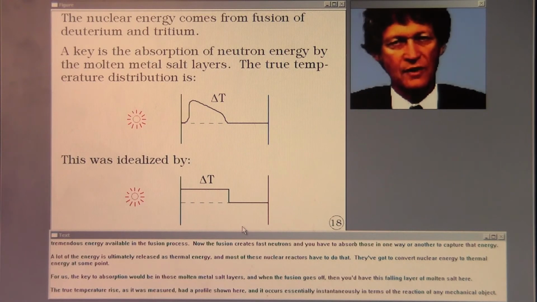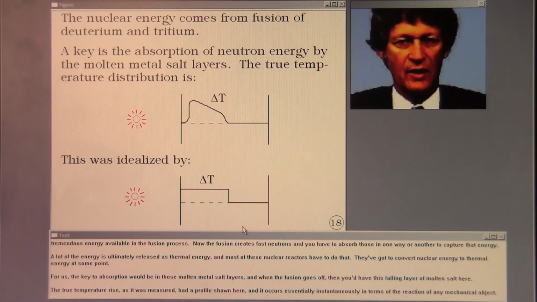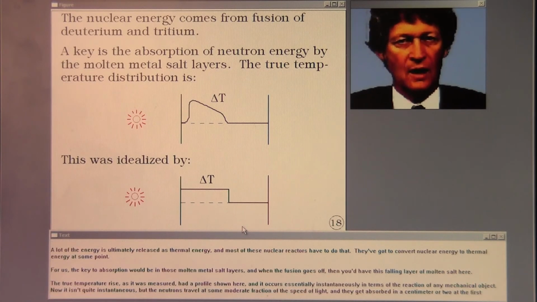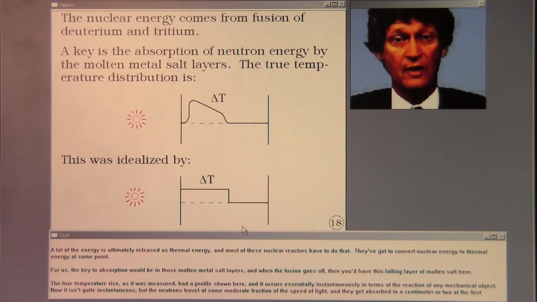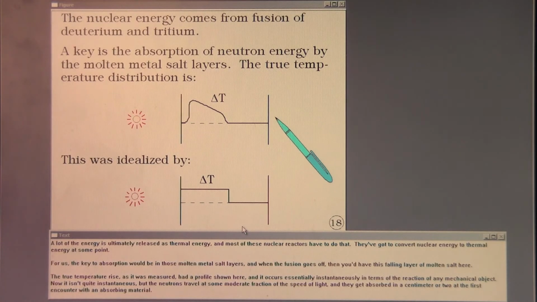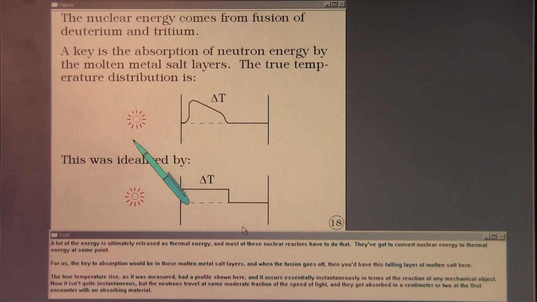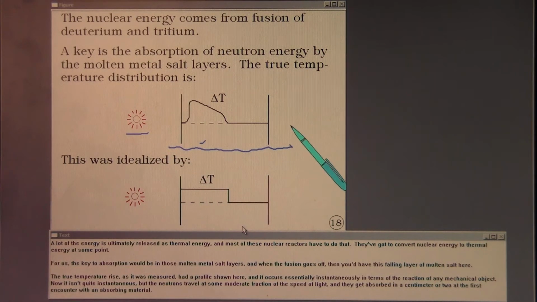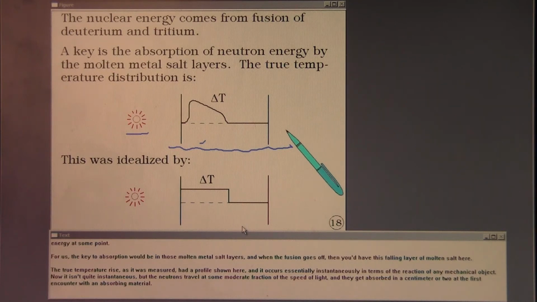Now, the fusion creates fast neutrons, and you have to absorb those in one way or another to capture that energy. A lot of the energy is ultimately released as thermal energy, and most of these nuclear reactors have to do that. They've got to convert nuclear energy to thermal energy at some point. For us, the key to absorption would be in those molten metal salt layers, and when the fusion goes off, then you'd have this falling layer of molten salt here.